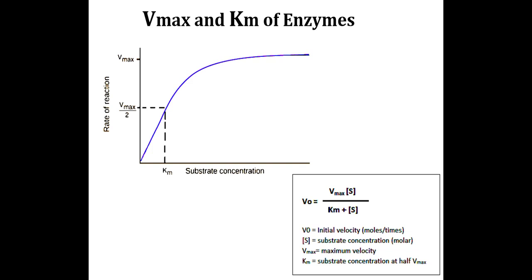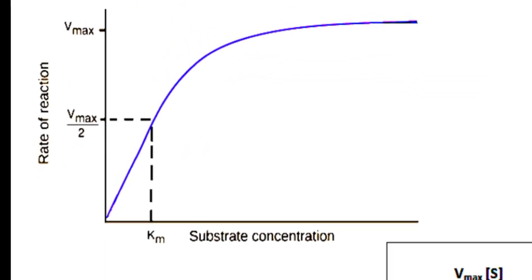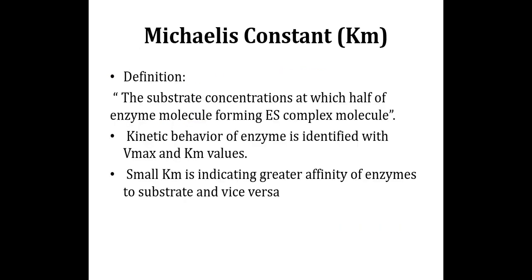Km is nothing but the Michaelis constant. You can look here at the graph. The graph shows that the Vmax divided by 2, that value, is nothing but the Km value. The substrate concentration at which half of the reaction, that is Vmax by 2, is completed is called the Km. So the Km is also called the Michaelis constant.